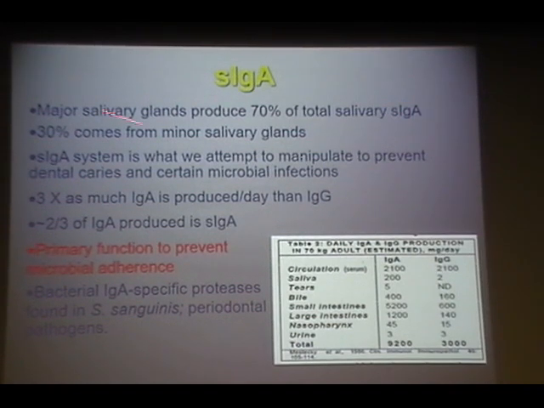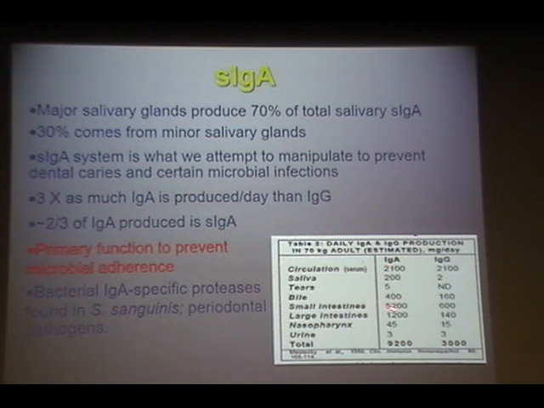Now, the major salivary glands, submandibular, sublingual, parotid, produce about 70%, if not more, of total salivary secretory IgA. 30%, maybe a little less, comes from the minor salivary glands. They're all doing it the same way, what I described before. Three times as much IgA is produced per day in a human than IgG. Much more secretory IgA is produced in an individual than IgG. Just look at some of this.